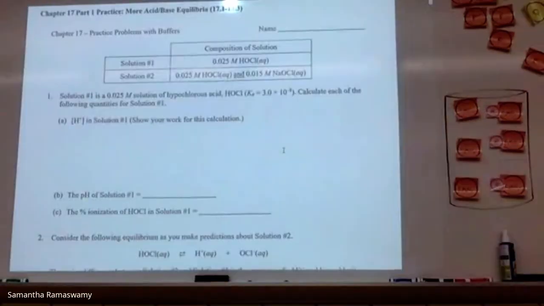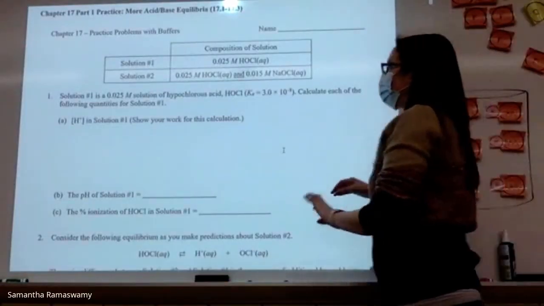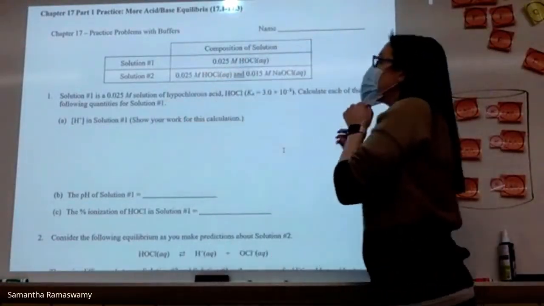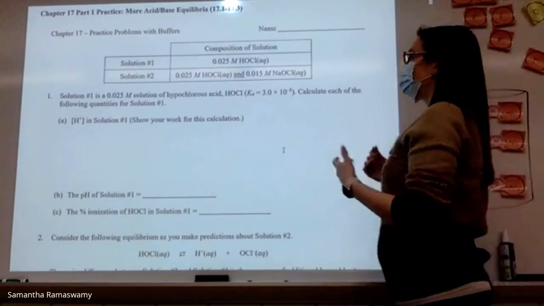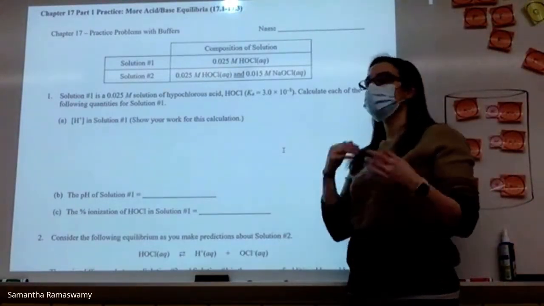So what we're going to do is build on weak acids and look at buffers and percent ionization. We're going to be able to review a lot of different concepts that we've looked at before as we're looking at buffers.